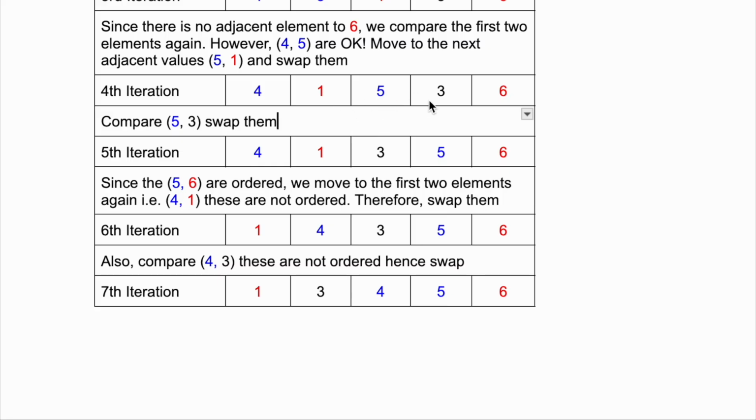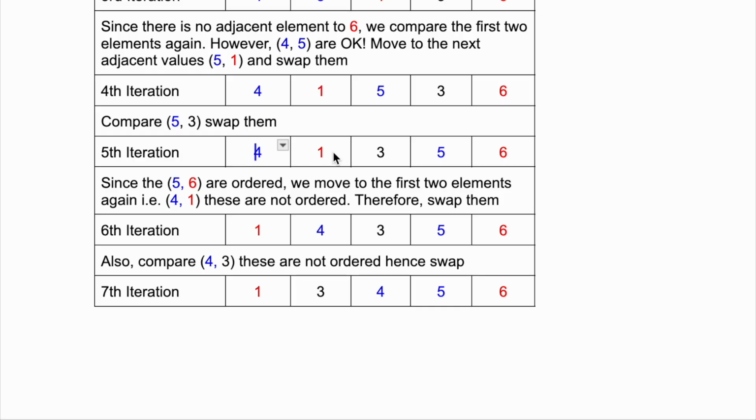Of course, 5 and 3 are not in the right order, so we flip them, we swap them. So we have this result: 4, 1, 3, 5, and 6. Then we move again. 5 and 6 are in the right order, so we move to the first two elements again.